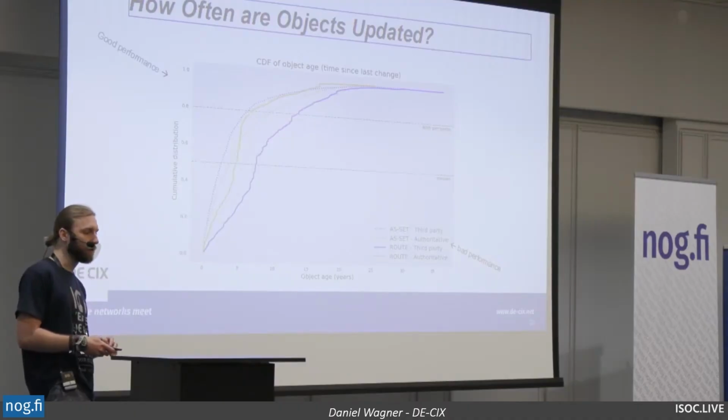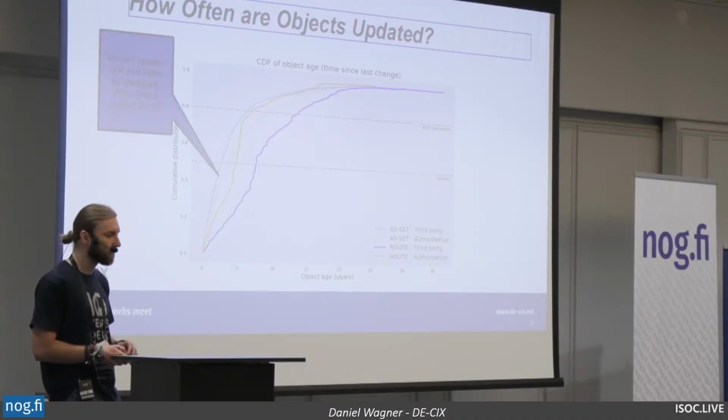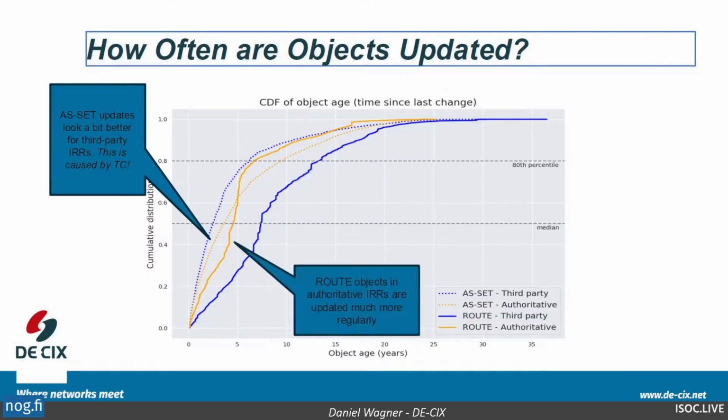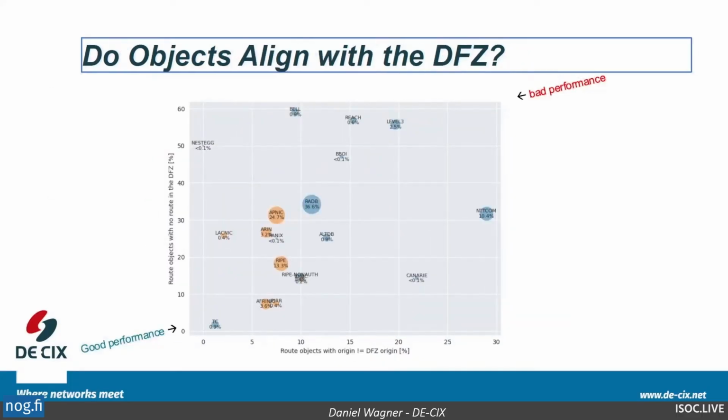TC, actually, as a third-party database, is doing a great job pushing that stuff. For the AS-sets, that is basically all TC's updates. And for the route objects, it looks, as I said, very different. So that might indicate that changes in the internet are more timely reflected in the authoritative databases.